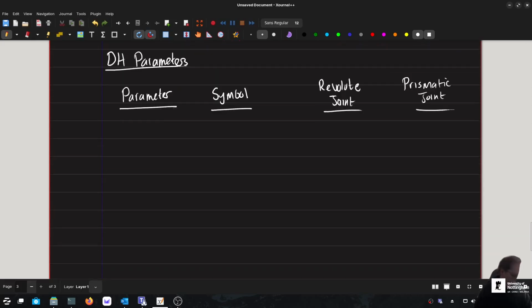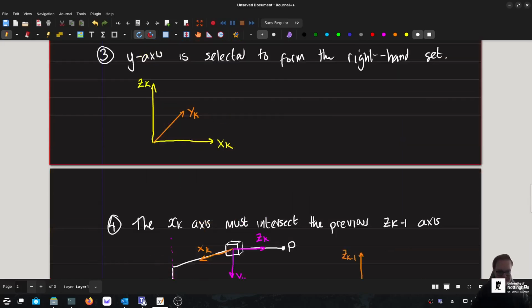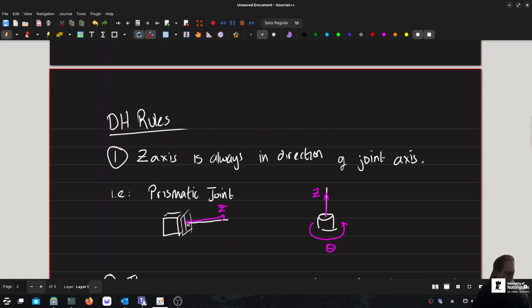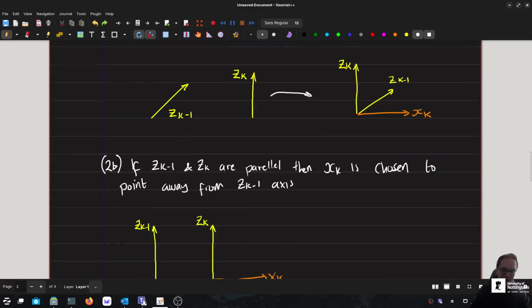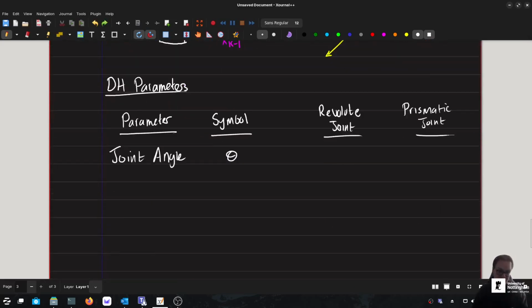The first variable is the joint angle, and we're going to call that theta. For a revolute joint, you can probably already guess, this over here is our theta. It is basically how much a revolute joint turns. Not always; it can also be, for instance, if there's a sort of bend in the link. But in the vast majority of cases, it's going to be how much the revolute joint rotates. So it's going to be variable for the revolute joint, but it's going to be fixed for a prismatic joint because obviously it can't rotate. Then we've got joint distance.